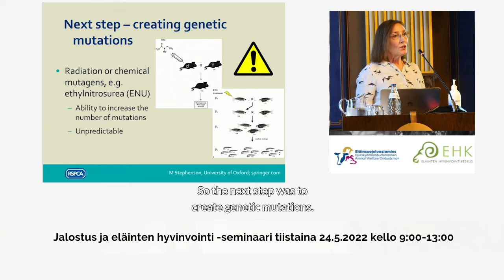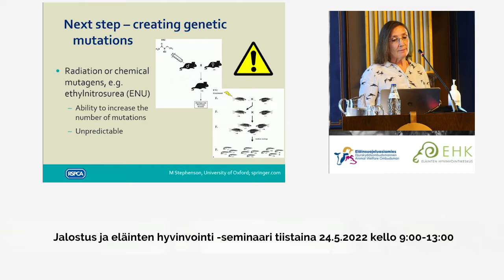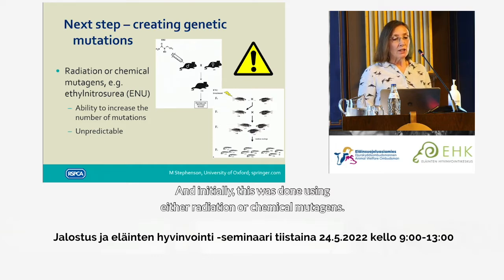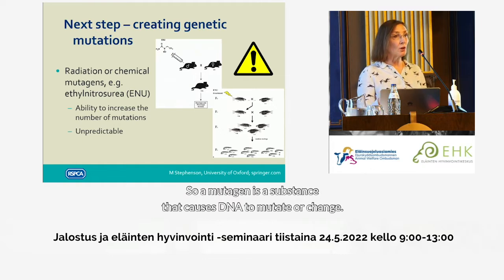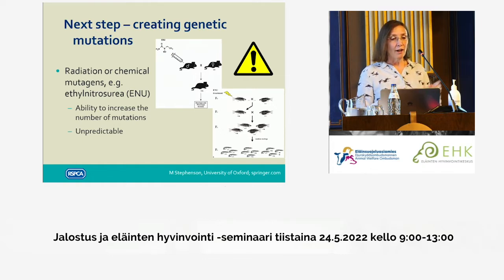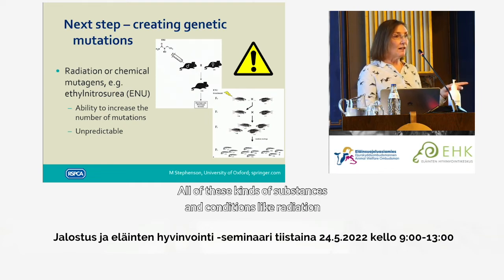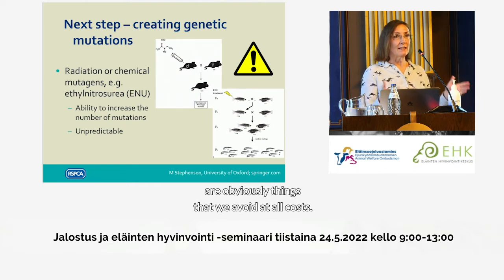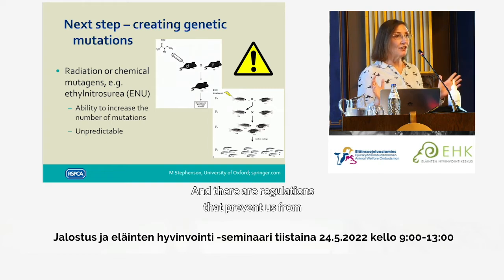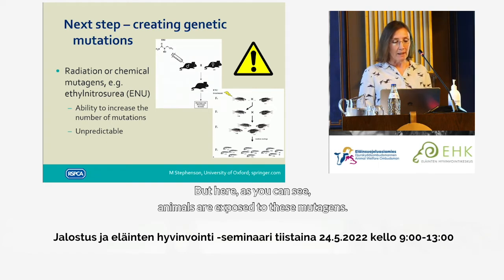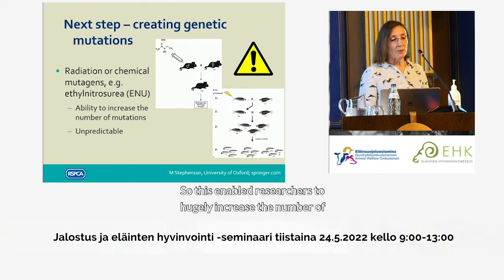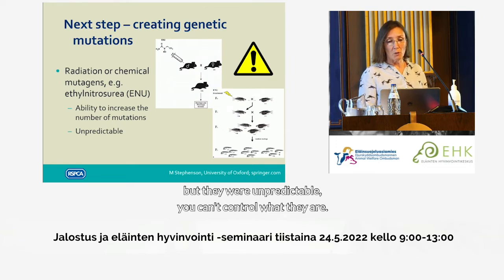So the next step was to create genetic mutations. And initially, this was done using either radiation or chemical mutagens. So a mutagen is a substance that causes DNA to mutate or change. All of these kinds of substances and conditions like radiation are obviously things that we avoid at all costs, and there are regulations that prevent us from coming into contact with them. But here, as you can see, animals are exposed to these mutagens. So this enabled researchers to hugely increase the number of mutations that occurred, but they were unpredictable. You can't control what they are.